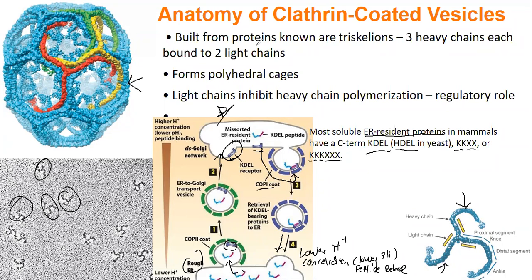So that's how the cell can tell if an ER resident protein accidentally left the ER. It's all because of the C-terminus sequence, and they can recognize that, bind it, and ship it back. And this slide is really just going over our three main types of transport proteins, and just in very, very general terms, how they work.